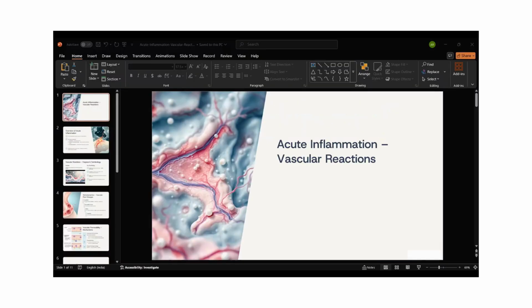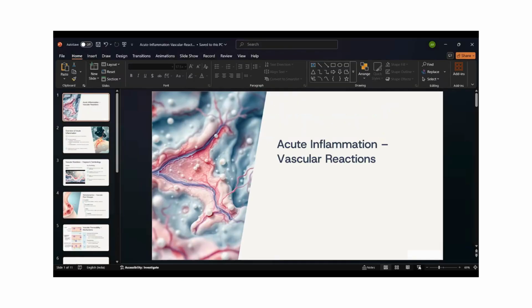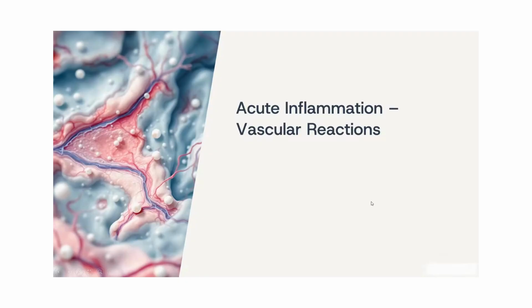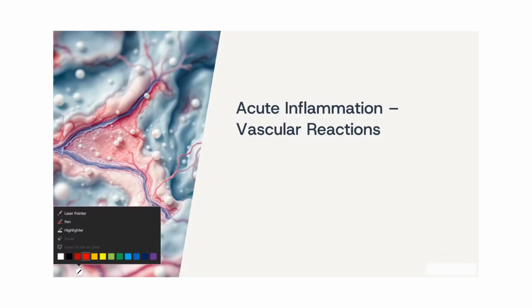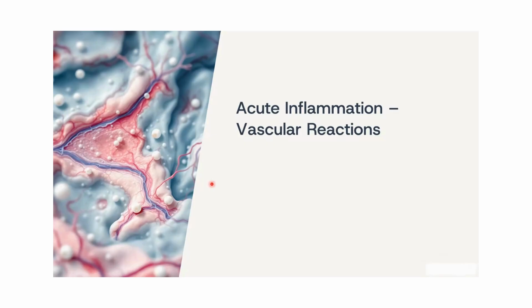Today, we're really pulling back the curtain on something we all experience, but maybe don't fully grasp at the cellular level. Acute inflammation. Think about getting a splinter or maybe twisting an ankle. Instantly, you see that redness, feel the heat, the swelling, the pain. What's actually happening under the skin? And that's what we're exploring today, the body's immediate vascular reactions.